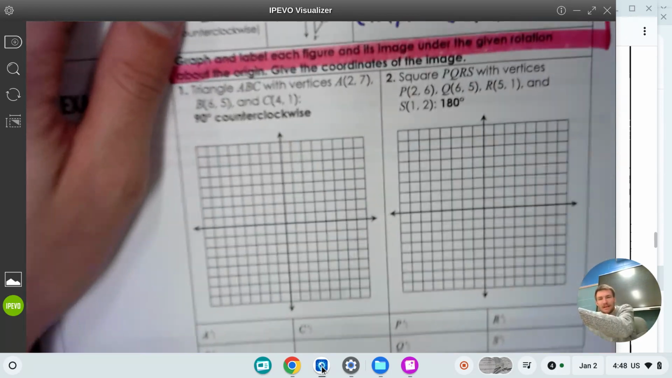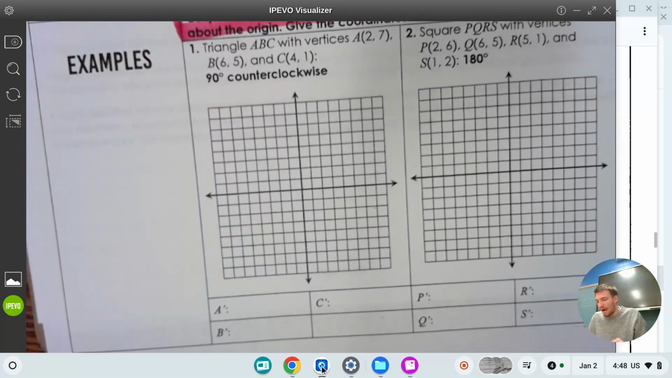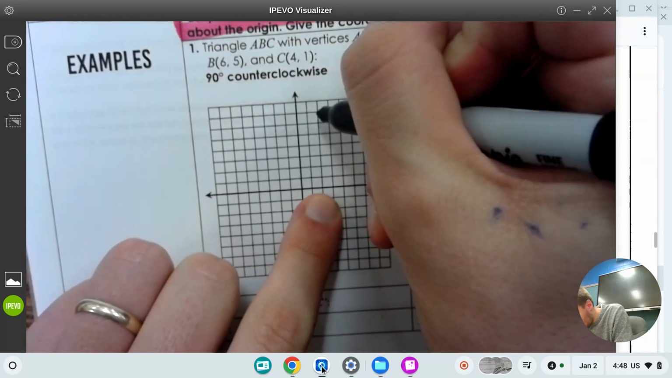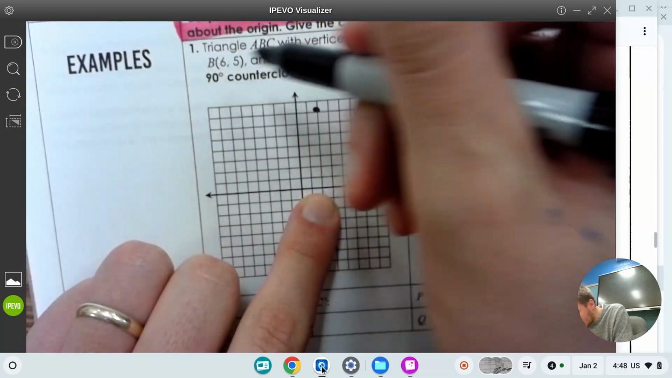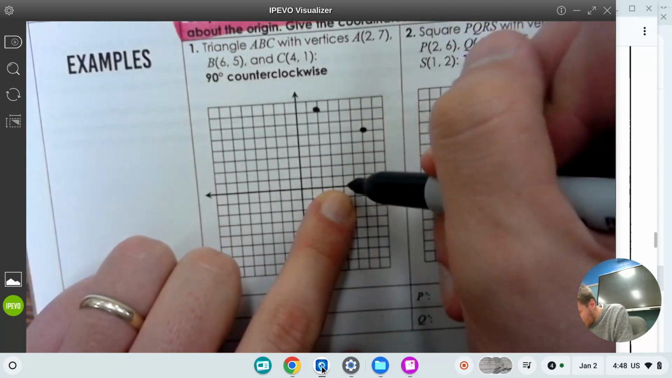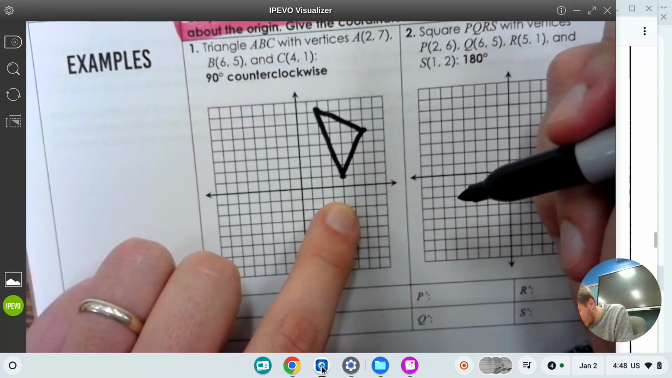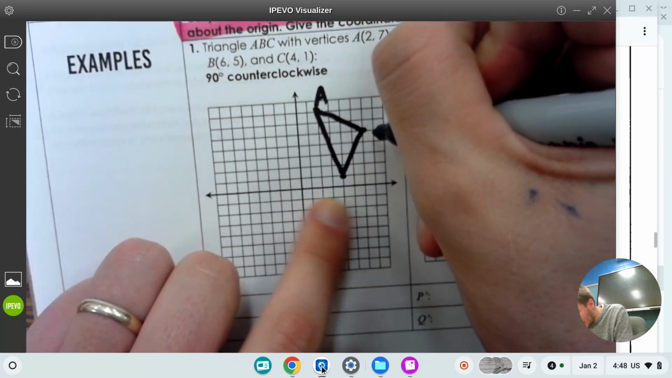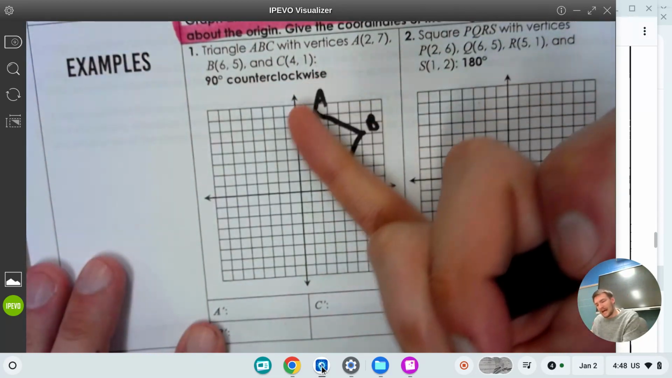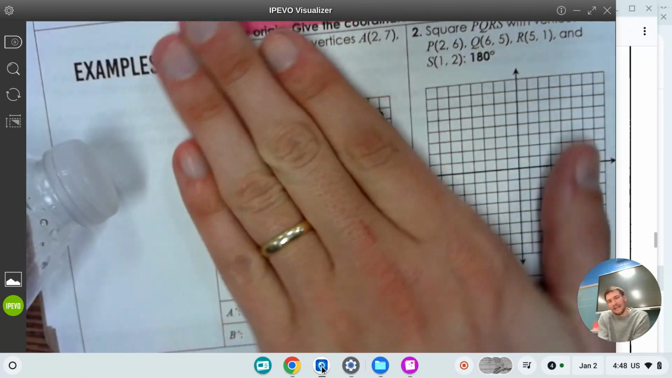So, number one, triangle ABC with vertices ABC. All right, cool, let's get them on there. Triangle A, 2, 7, over 2, up 7, got it. B, 6, 5, over 6, up 5, got it. C, over 4, up 1, got it. Boom, boom, boom. We got it, and this was A, and then this was B, and then this was C. So we're not going to be sliding it. We're not going to be reflecting it. We're going to be rotating it around.